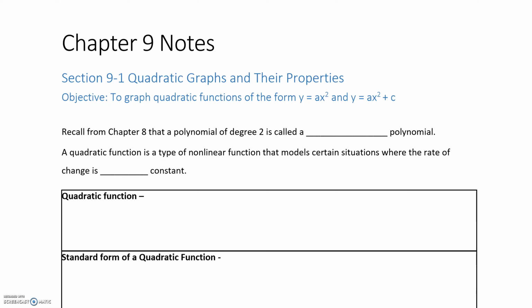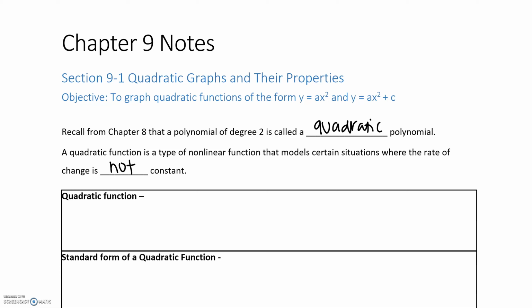Okay, so now that we've turned in our projects, we're going to go on to Chapter 9. Chapter 9 is all about quadratic functions and their properties. If we look back from Chapter 8, we know that a polynomial with a degree of 2 is called a quadratic polynomial. A quadratic function is a type of nonlinear function that models certain situations where the rate of change is not constant.